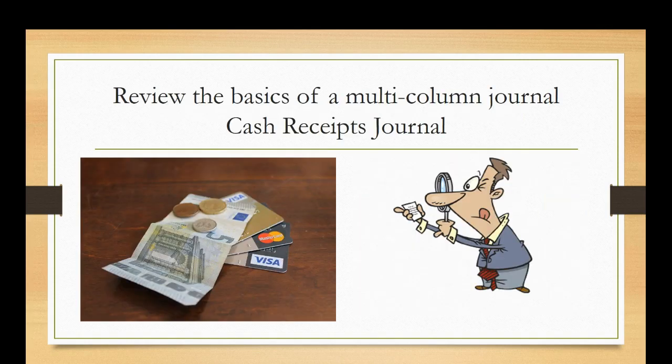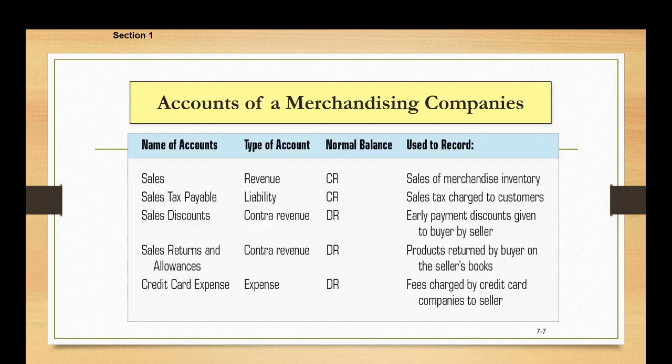So let's review the basics of a multi-column journal, also known as a cash receipts journal. And before we do that, I put this slide in here just to remind you of special accounts that we use for merchandisers. This isn't the first time you've seen this slide. So cash receipts usually involve receiving money from sales. So here's some sales related accounts. We will be using the sales account, which is the basic revenue account for a merchandiser.